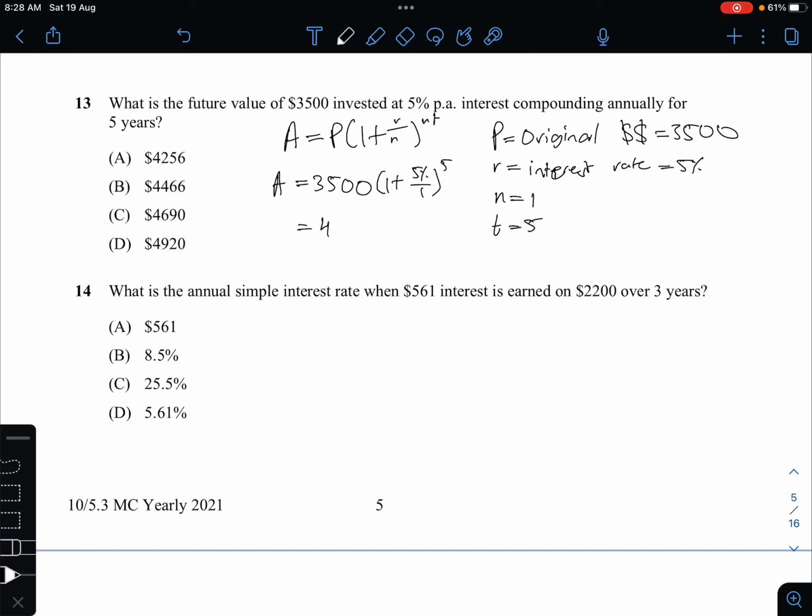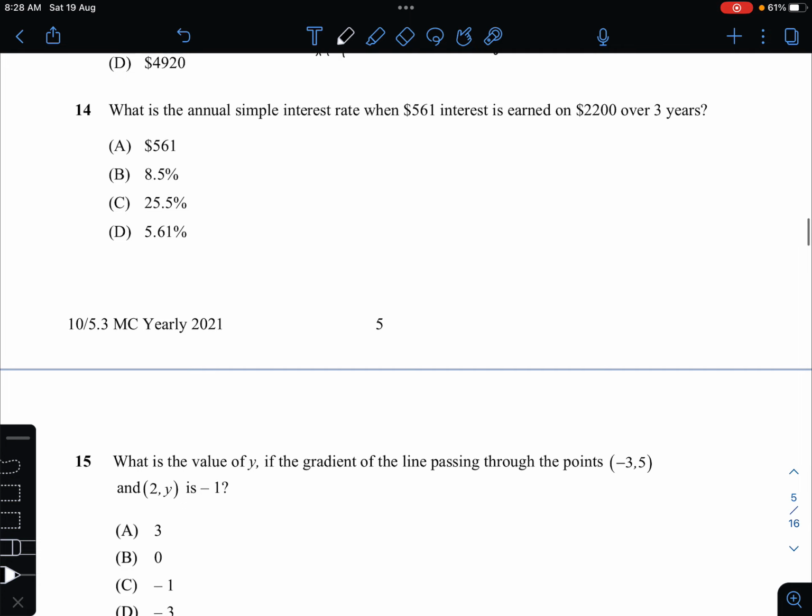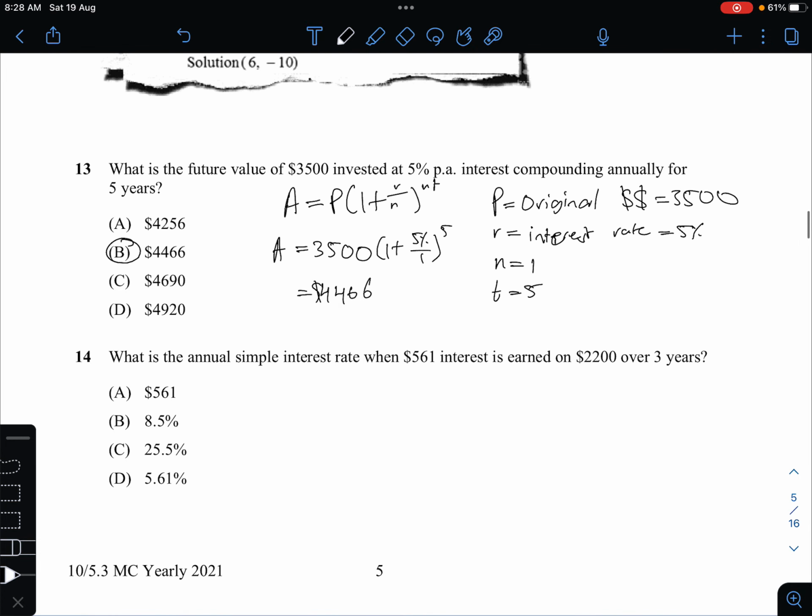4,466. Oh, if you round it, it's 4,467, but I guess they just rounded wrong. So $66, and therefore the answer is B. Next question. Also, I know I advocate against using formulas. I would explain this one, but it just takes a bit extra time, and I think you do have the formula on your formula sheet anyway, so it doesn't necessarily matter too much.